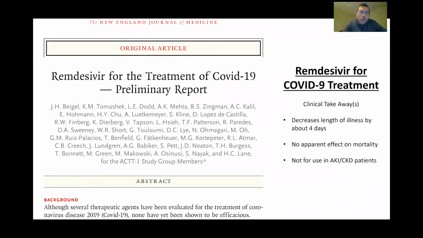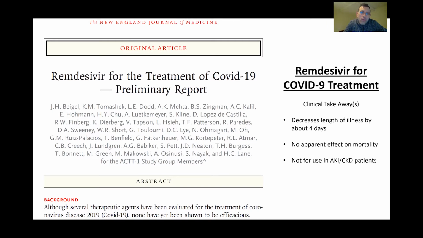So what about remdesivir? Well, this treatment is now widely available, and what do we know about its effects? Well, it tends to decrease the length of illness by about 4 days, but an important thing to note here is that for the current information we have on the research, it has no apparent effect on mortality. So perhaps what we have to do is treat many more patients and have a higher N number, and maybe we'll see a very high number needed to treat to reduce mortality. So it might end up having some benefit, but we don't know as of yet.